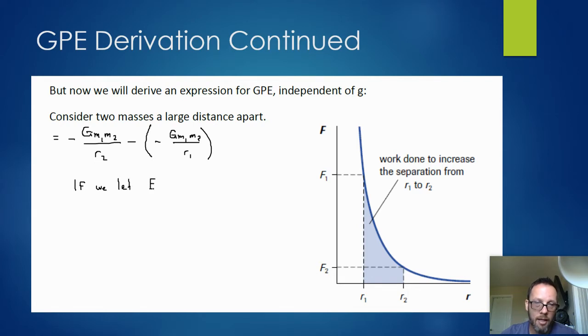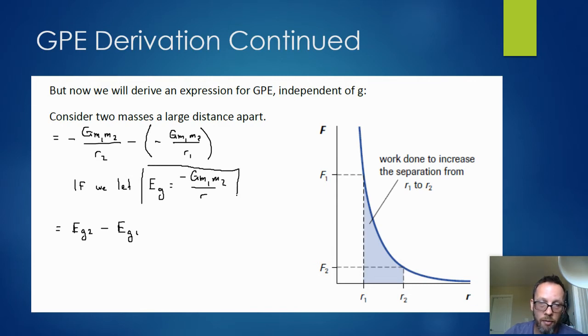And if we let EG be equal to negative G M1 M2 over R, then the expression we have here is actually a final gravitational potential energy minus an initial gravitational potential energy. And so guys, what we've done is we've got our expression for gravitational potential energy between two objects where the distance is large. It's this. EG equals negative G M1 M2 over R.